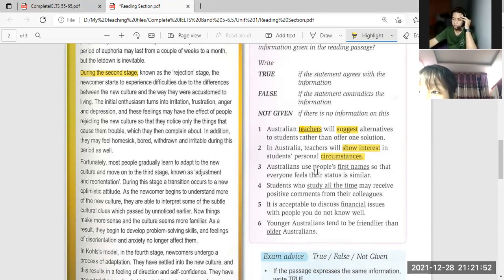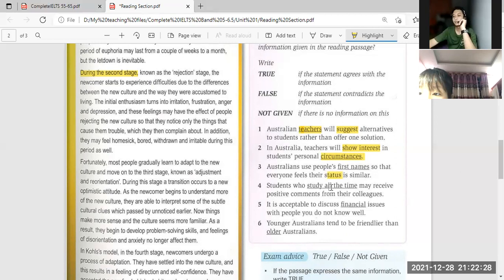Australians use people's first name so that everyone feels their status is similar. Okay, do you understand the meaning of status? No. Okay, status means your standard. For example, I am poor or you are rich. So my status is poor and your status is rich. Like rich people, poor people, they have the status. And for example, I'm single, my status is single.